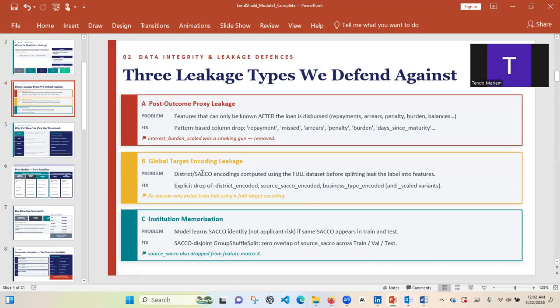Then we continue to the second leakage type, the global target encoding leakage. Here, the problem is that the district or circle encodings, which are computed using the full data set before splitting, leak the label into features. The explicit drop includes the district encoded, the source circle encoded, the business type encoded, and scaled variants. So here, the solution is to re-encode only inside the train fold using K-fold target encoding.